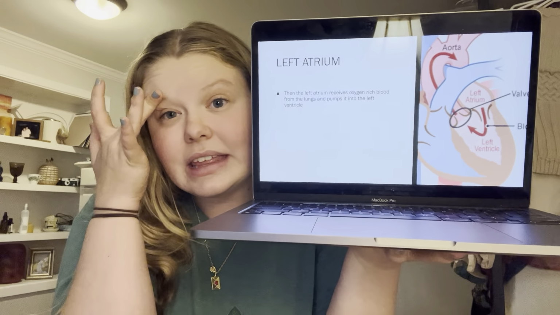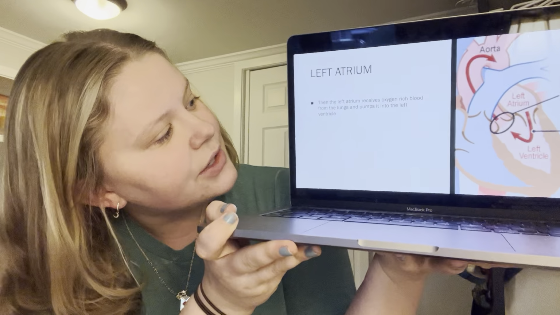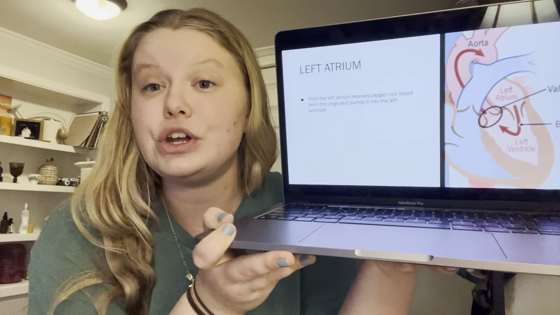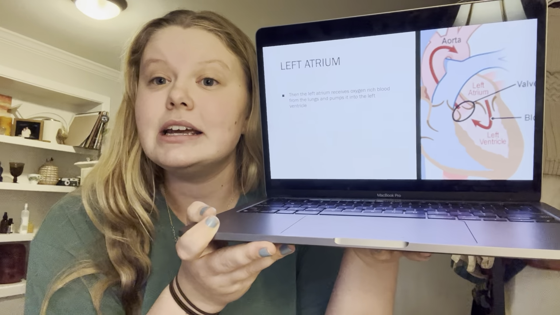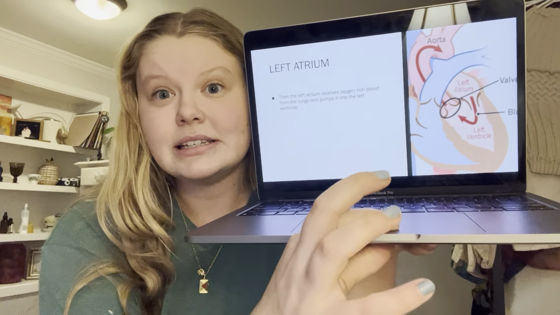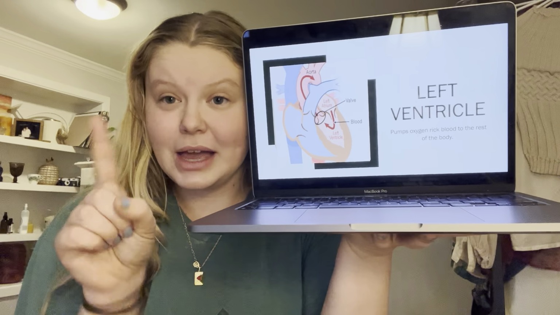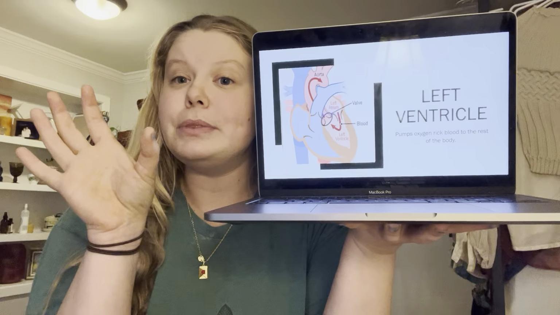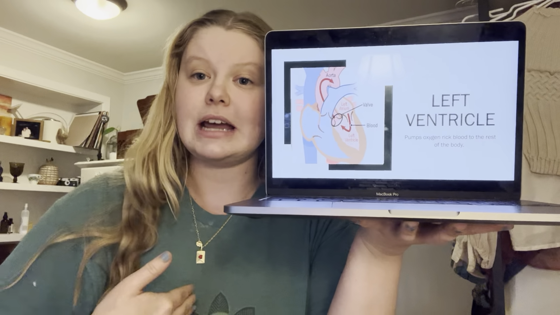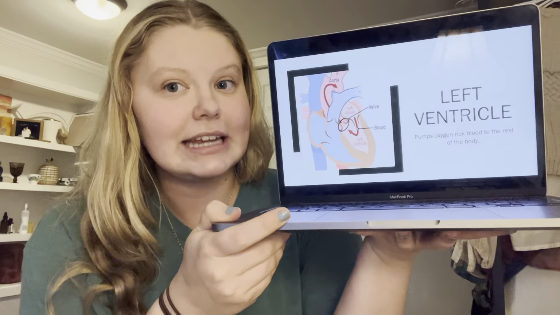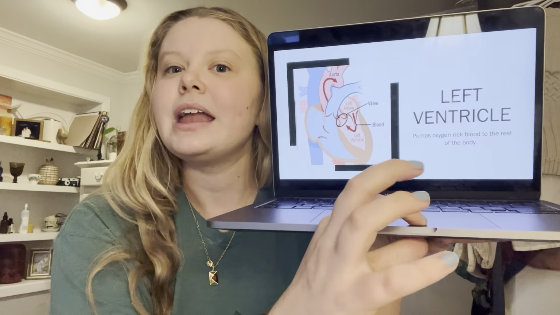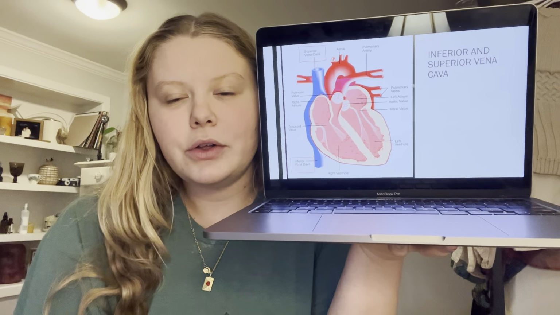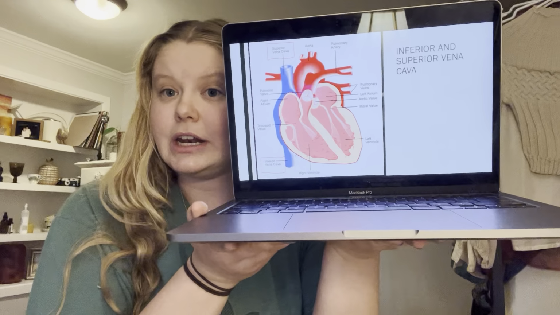Next, we have the left atrium. So the left atrium is going to receive the oxygen-rich blood that is coming from the lungs. And then, you guessed it, the blood from the left atrium flows down into the left ventricle, and it is oxygen-rich blood. Next, we can talk about the inferior and superior vena cava.